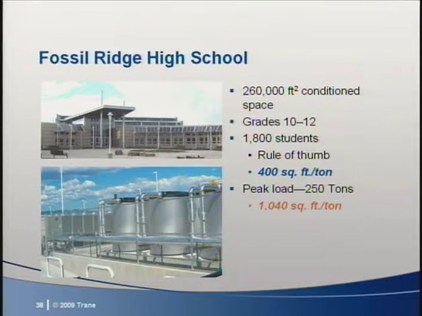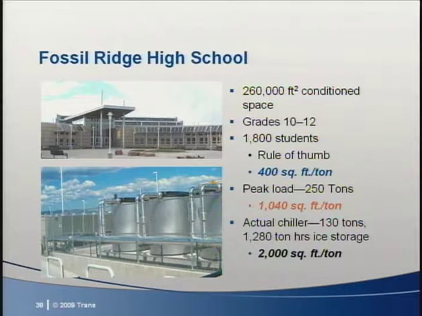Because of the many structural and other design elements, prior to ice storage, this large high school's peak load was just over 1,000 square feet per ton. Now, you may recall that our ingrained rule of thumb is 400 square feet per ton, so that is really remarkable. Once they added ice storage, the installed chiller capacity was a whopping 2,000 square feet per ton. This is one reason why Fossil Ridge won the first place award in the ASHRAE institutional category in 2008.